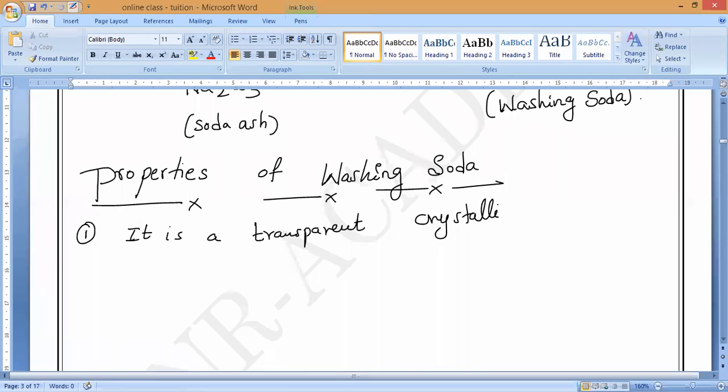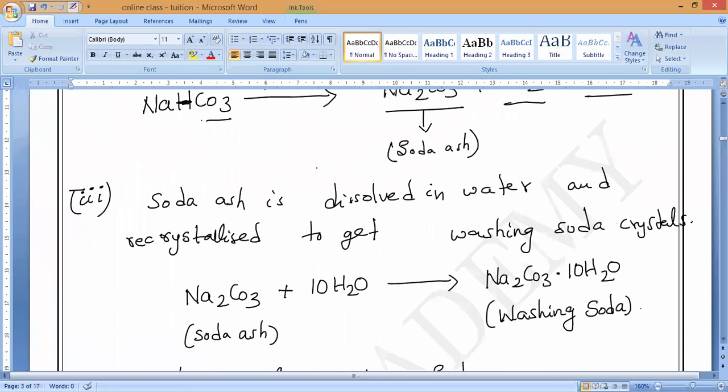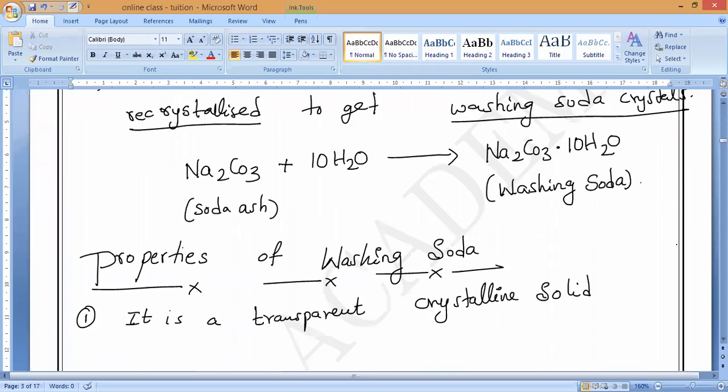It is a precipitate, no sir. It is solid, dried raw. It is dissolved in water. Later it is recrystallized to get washing soda crystals. Understand, Karthikeyan? Yes, sir.